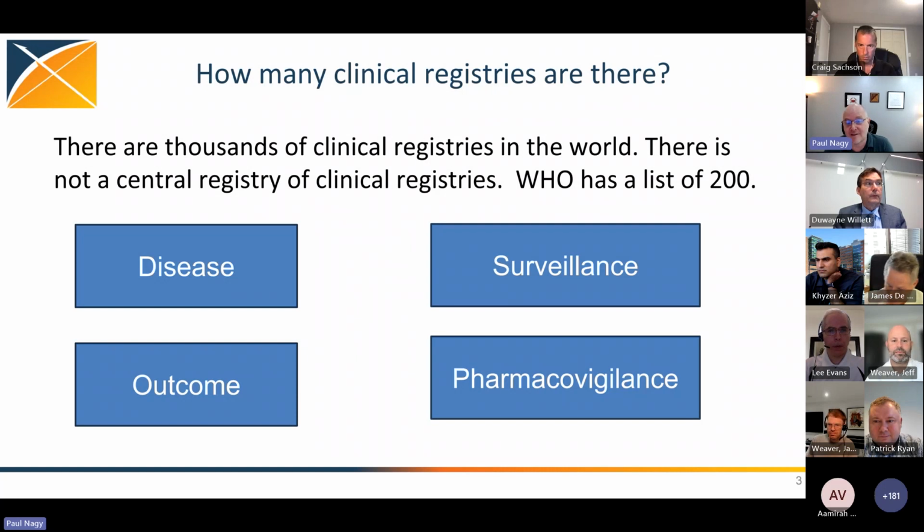There is not a central registry of clinical registries. The WHO has a list of a couple hundred registries, but I think this is really interesting in that there are likely thousands of clinical registries in the world where organizations, specialty societies, trying to understand the outcomes for patients, are trying to collect data, but there's not really a central way of doing that. So the first question is, I would love to get a list of how many of where you think they are.